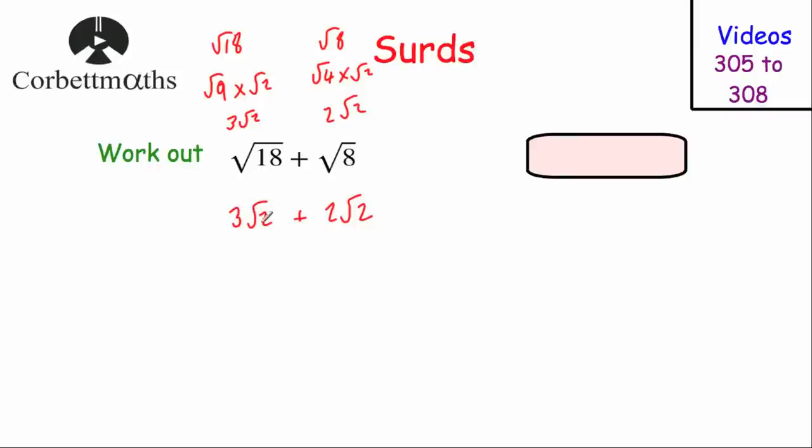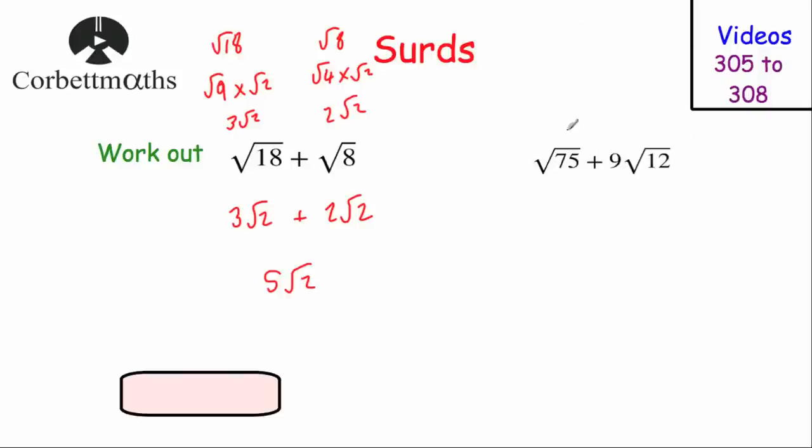And that's great because we're now dealing with just root 2s. And if you had 3 root 2s and you added 2 root 2s altogether, that would be 5 lots of root 2. So our answer would be 5 root 2. And that's it. Okay, this time we've got root 75 plus 9 root 12.